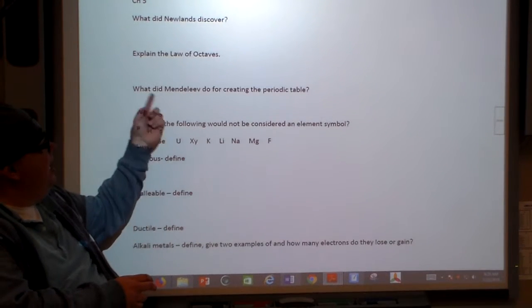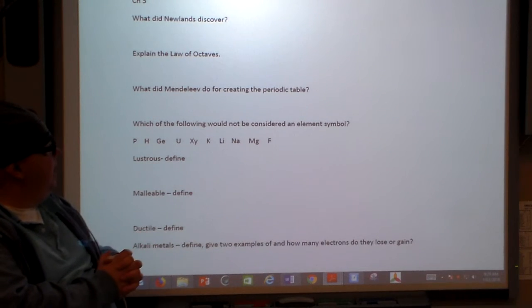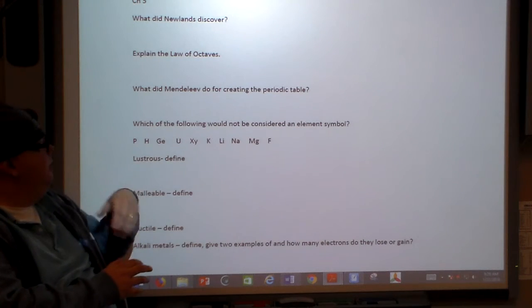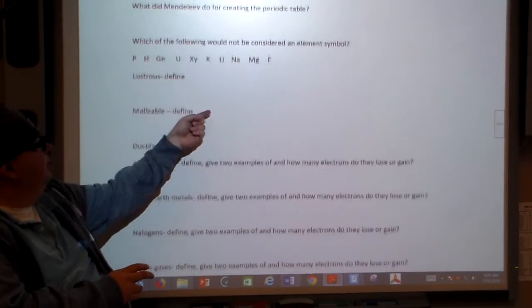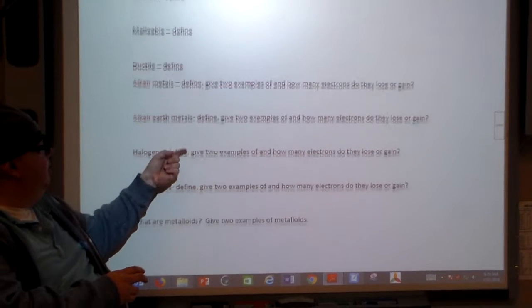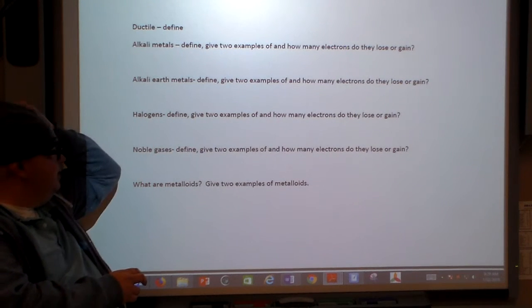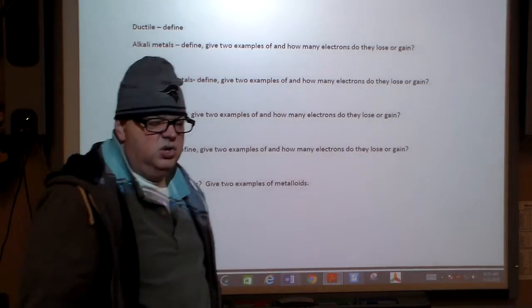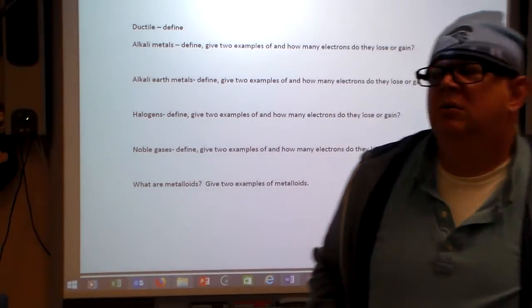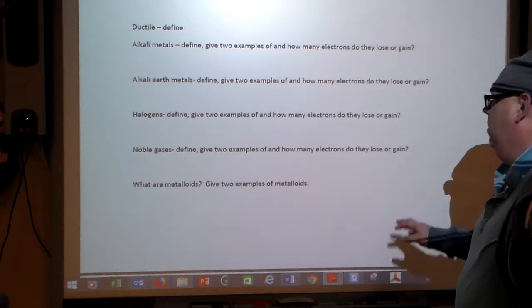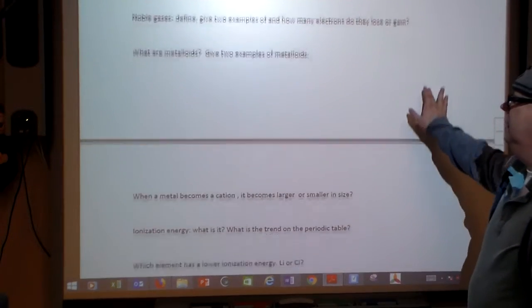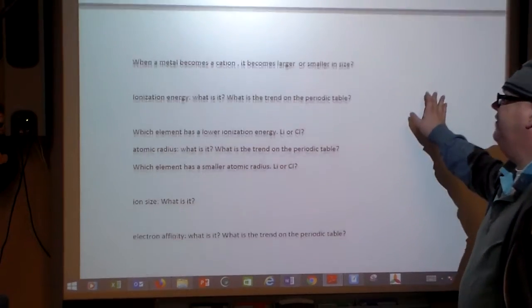Chapter 5, we talked about the periodic table. Mendeleev, you should know him. Lustrous, malleable, ductile. You should know alkali metals, halogens. You should know those things. Metalloids, yep, that's fair.